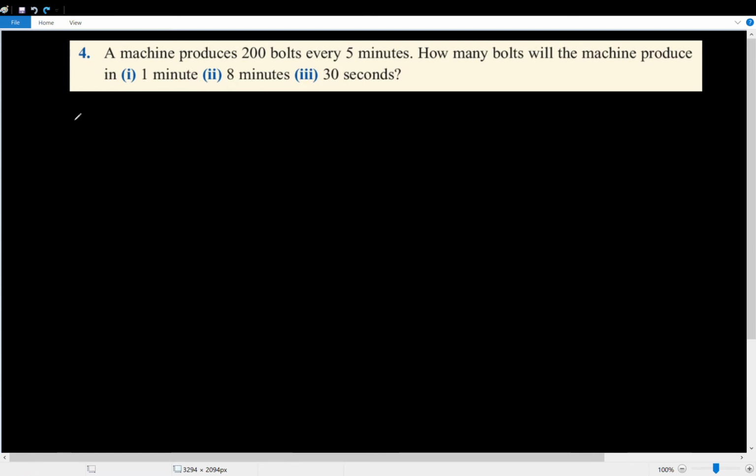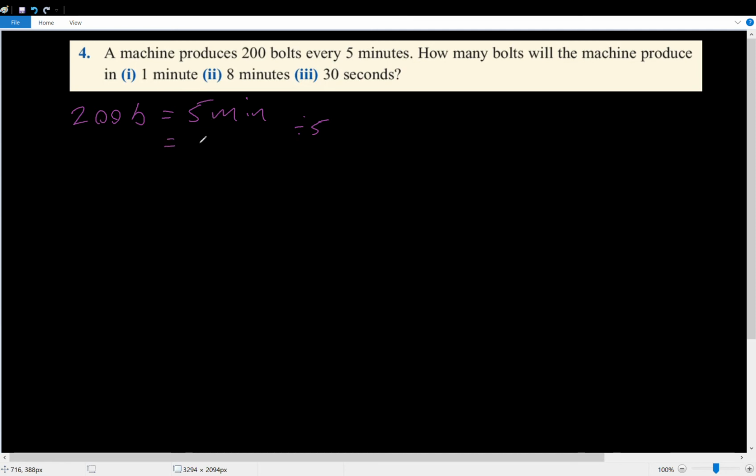So what we're going to do for this is write down our little equation in disguise here, which is 200 bolts is equal to 5 minutes. And we're asked how many bolts will the machine produce in 1 minute. So to get from 5 minutes down to 1 minute, we're going to divide both sides by 5.